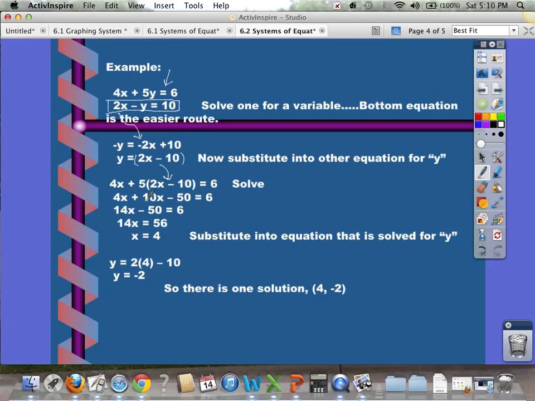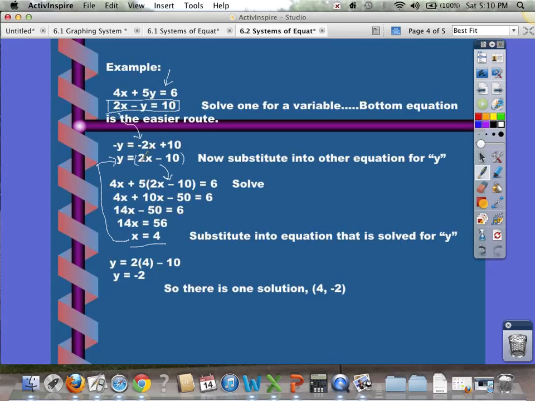Combine your like terms. 4x and 10x make 14x minus 50 equals 6. I'm going to be adding 50 to both sides, so that'll be 56, and then dividing by 14, which makes x to be 4. You want to take that x and put it back into the equation that was solved for a variable, which in this case it was solved for y. So I'm going to plug it in this equation. It makes it easier to find the other variable.